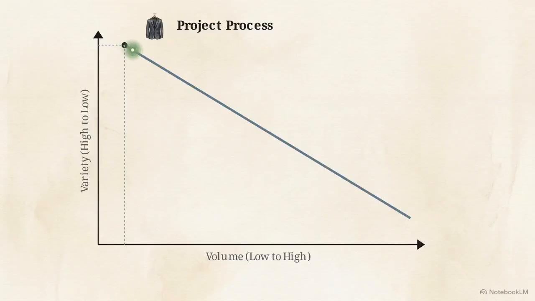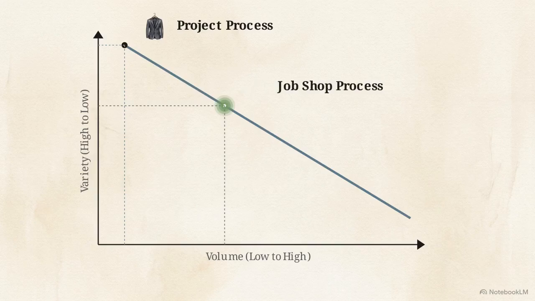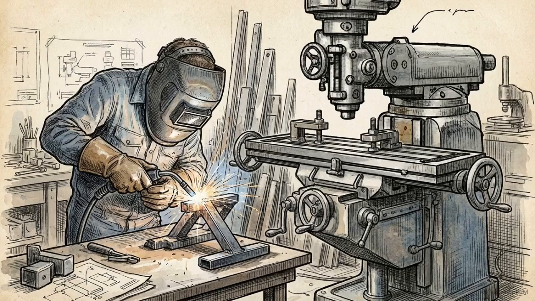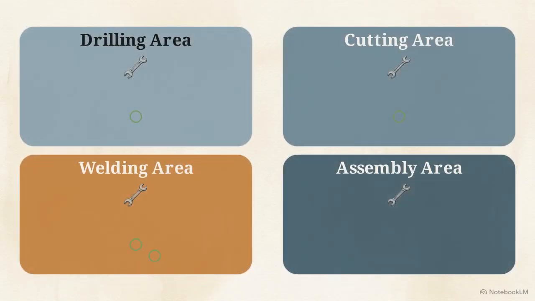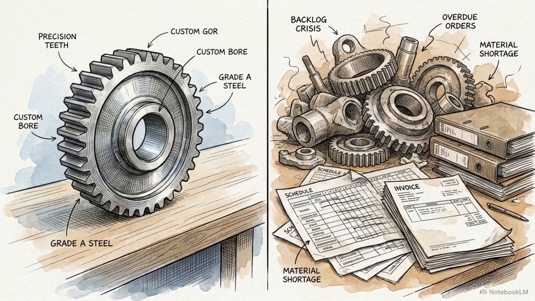Moving slightly down the curve to increase volume introduces the job shop process. A custom metal fabrication shop operates here, producing a wide range of specialized parts in low quantities using highly skilled labor and adaptable machinery. The operational flow is intermittent. A product moves in a non-linear fashion between different functional areas, drilling, then cutting, then back to welding, creating complex and varied routing paths. While these top-left processes offer maximum flexibility and bespoke quality, they result in the highest cost per unit and the longest lead times.